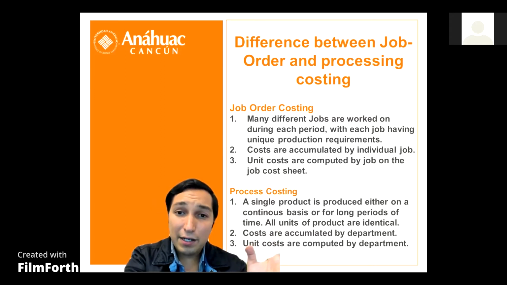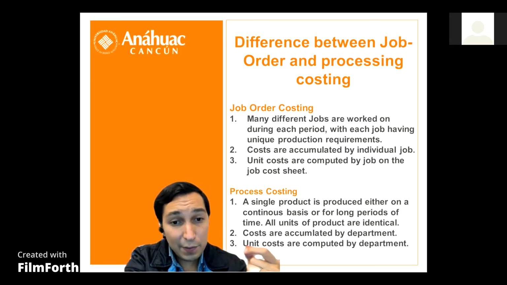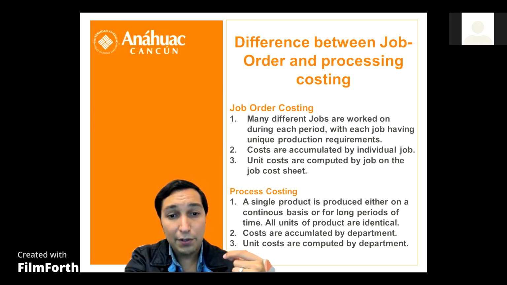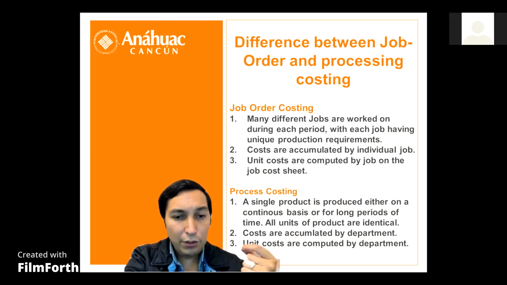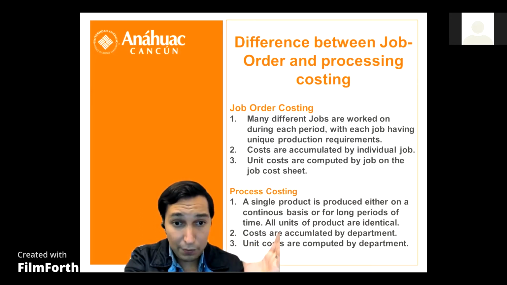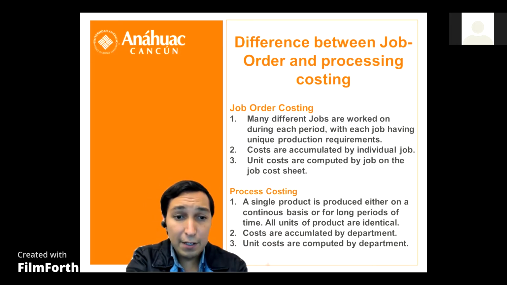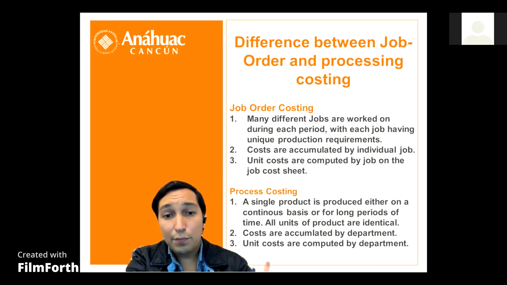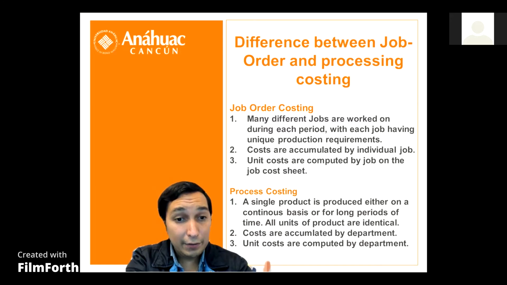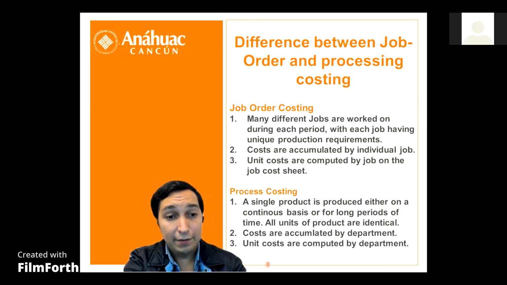But in contrast, in process costing, we have a single product produced either on a continuous basis or at least for long periods of time. So in large batches, for example, all units of product are identical. Costs are accumulated by department rather than by job, as we saw in job order costing, and unit costs are computed by department. That's the difference.